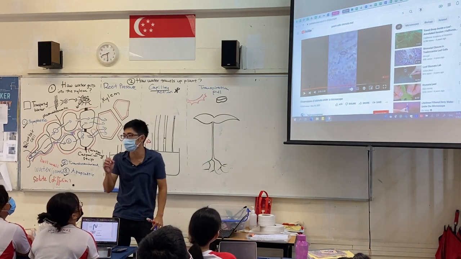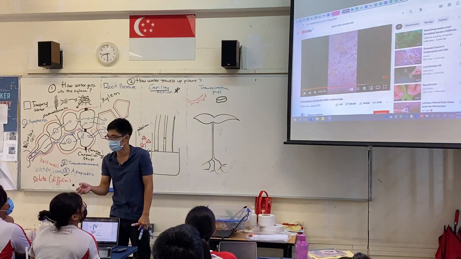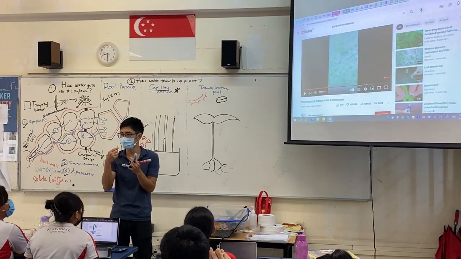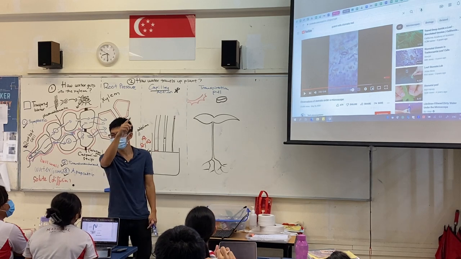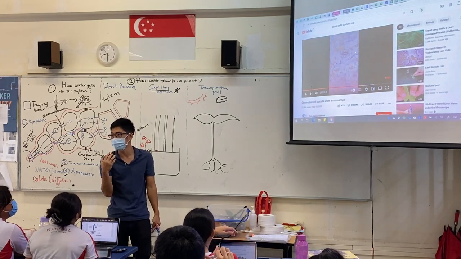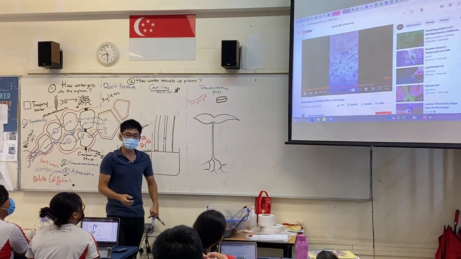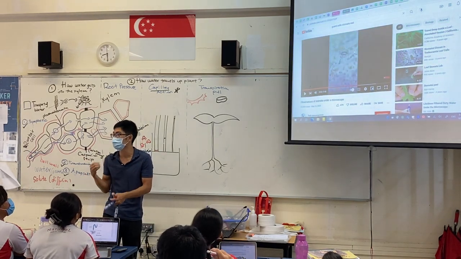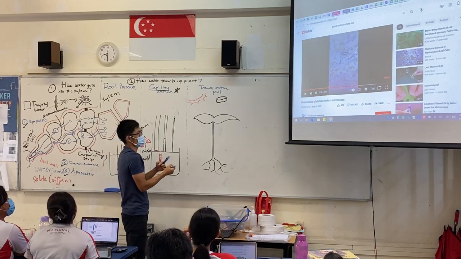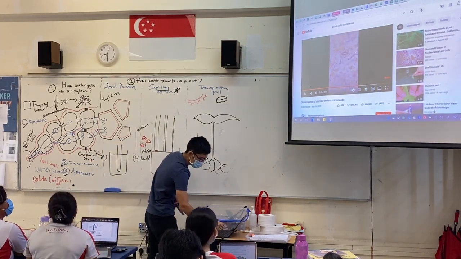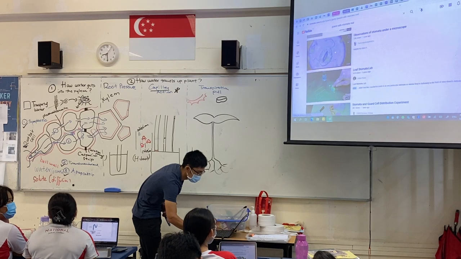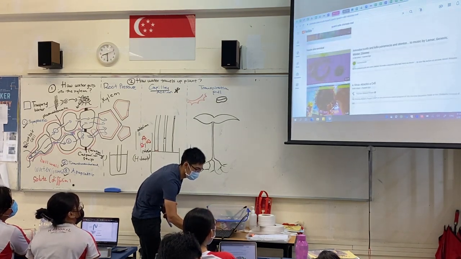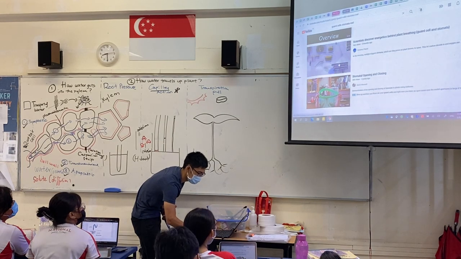Okay, so stomata is not a thing, it is just an opening. Like our mouth is an opening. Then it's like lips: top lip, bottom lip, and then you open up. So if a plant wants to let gases in and out, or water vapor in and out, it opens up. And then it'll close when it doesn't want to. I like to think of the stomata as the nostrils of the leaf.